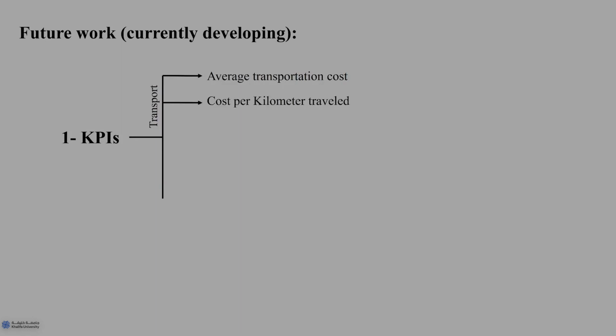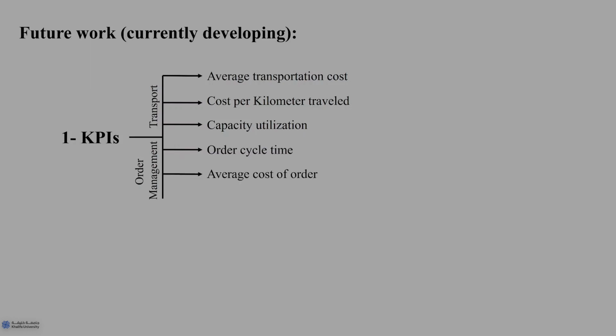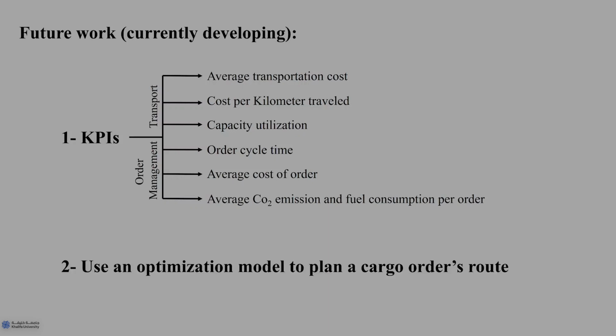Now for what we're currently developing in future work, we're working on some KPIs related to transport, some of which are the average transportation cost, the cost per kilometer traveled, and the capacity utilization. And with respect to the order management, some of the KPIs are order cycle time, the average cost of order, and the average CO2 emission and fuel consumption per order. We're also looking into some optimization models to plan a cargo orders route.